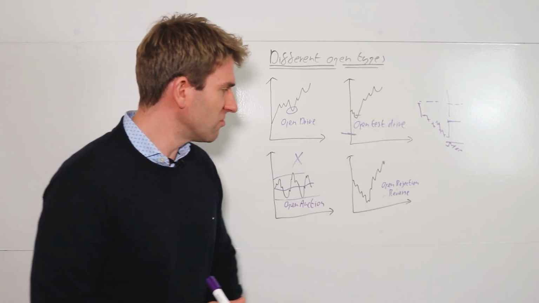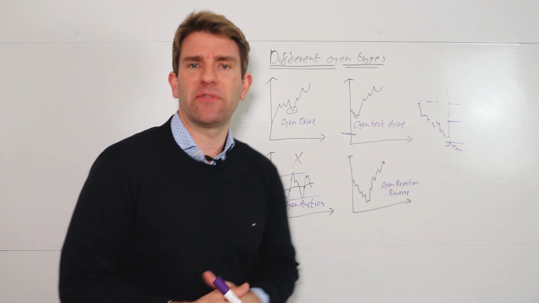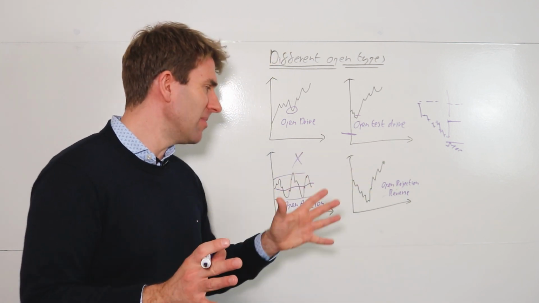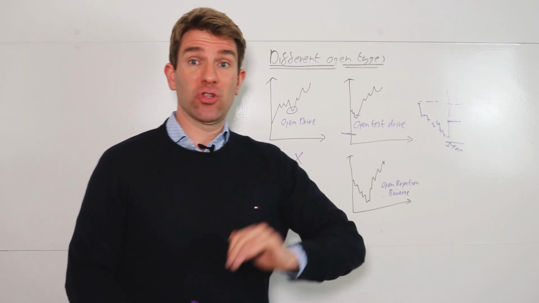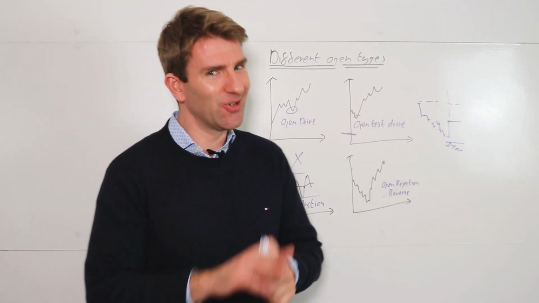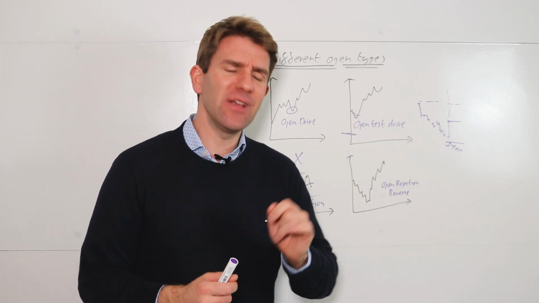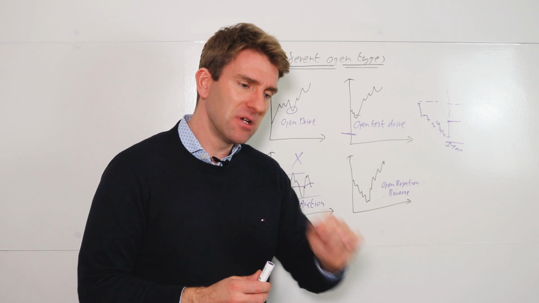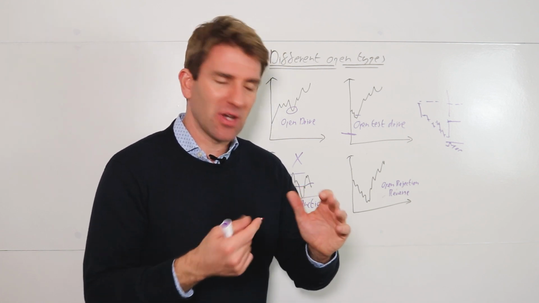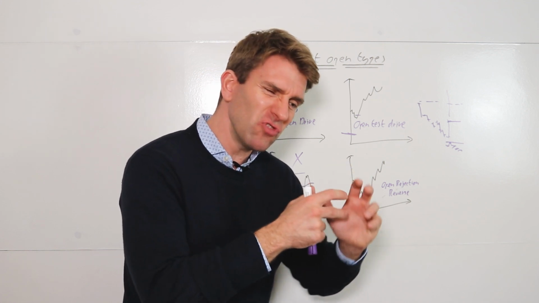Okay, the open rejection reverse. You might say, well, that's the open test drive marker, it's the same. Well, not quite. Yes, it's similar, but this is more drift. This is technical stuff, right? This is more what I call drift. So it's drifting lower, just plodding down. You know the type, little red candles, pops up a bit and just goes. It's a grind. It's a drift.